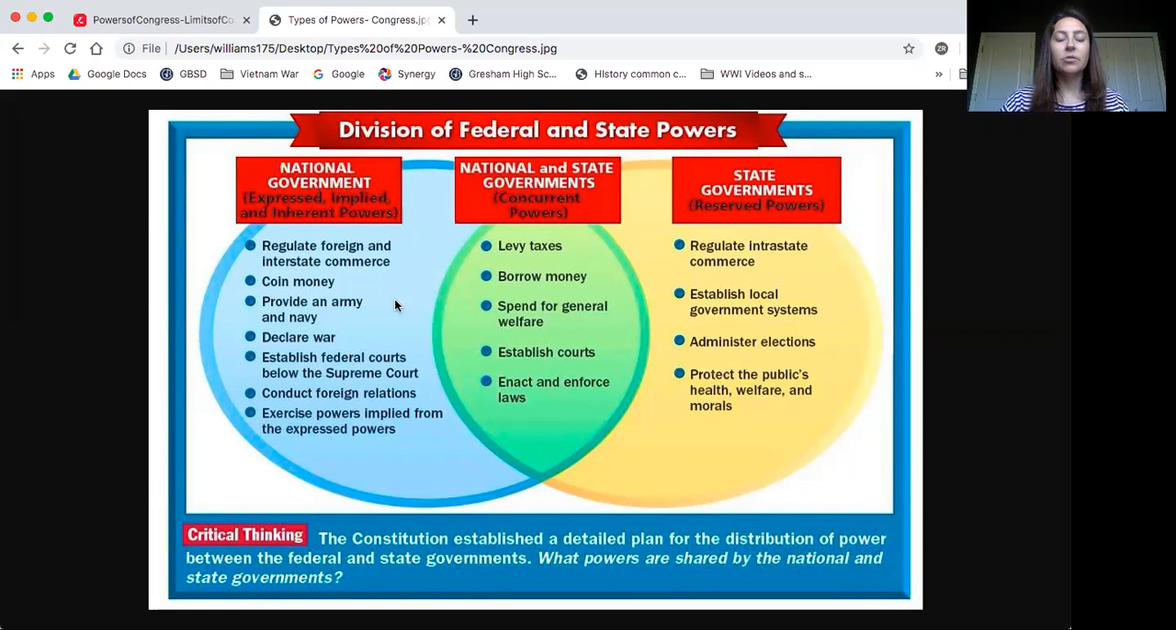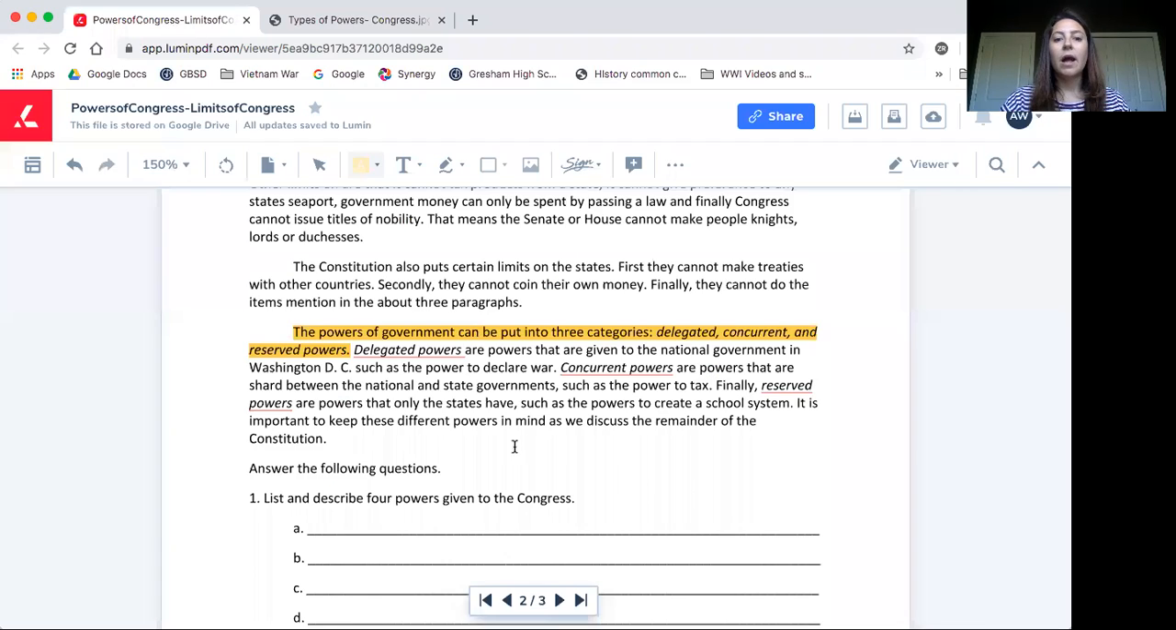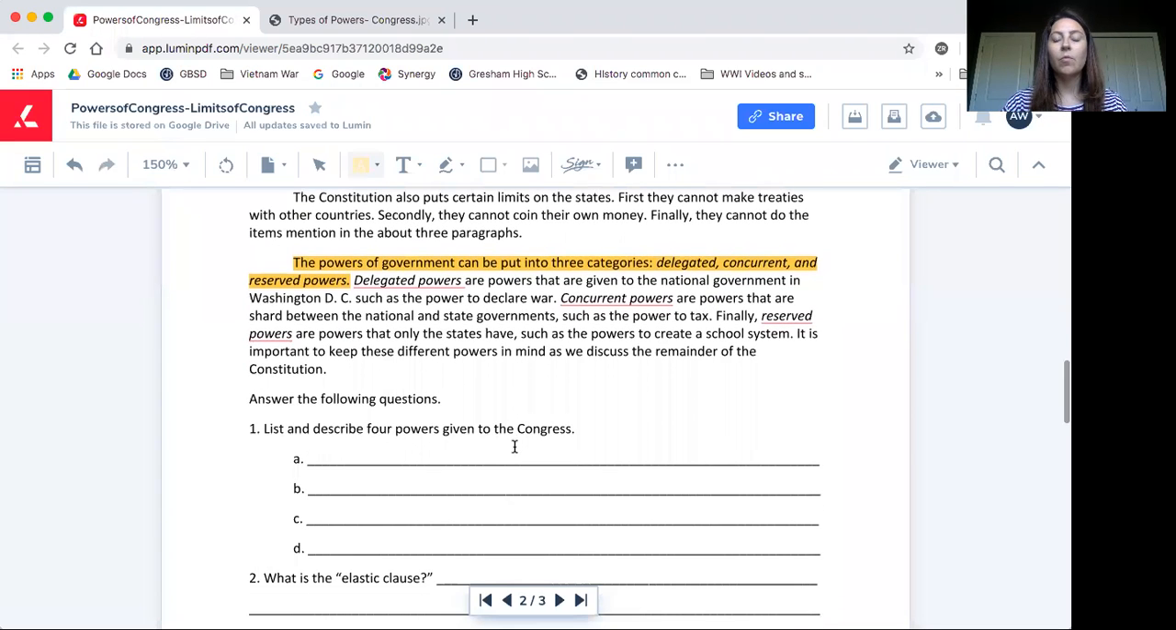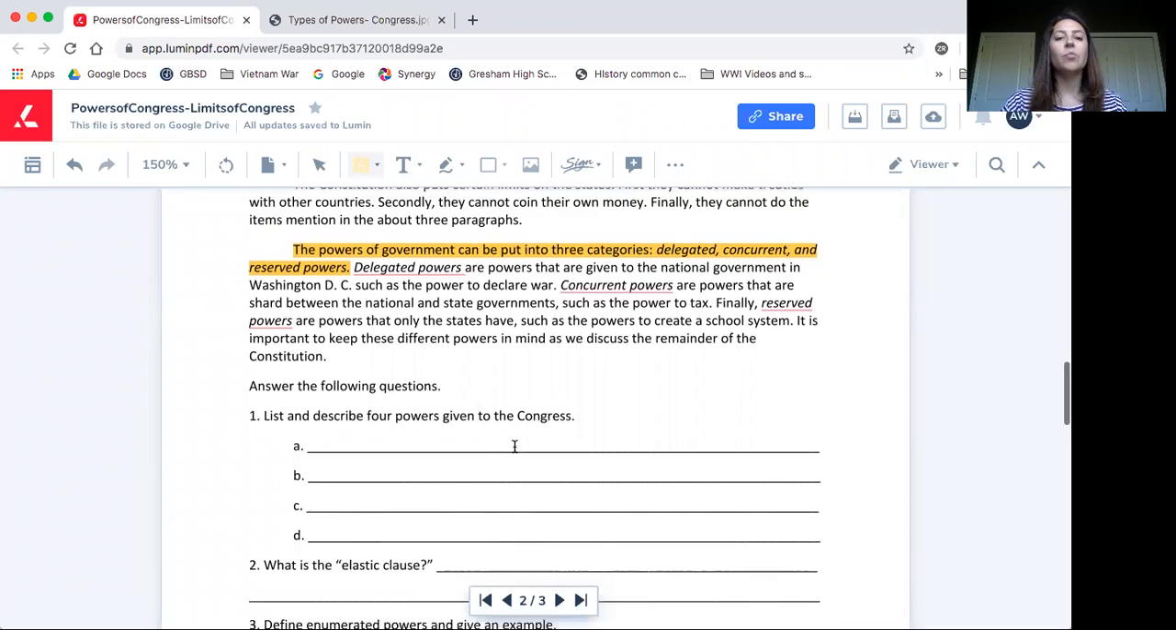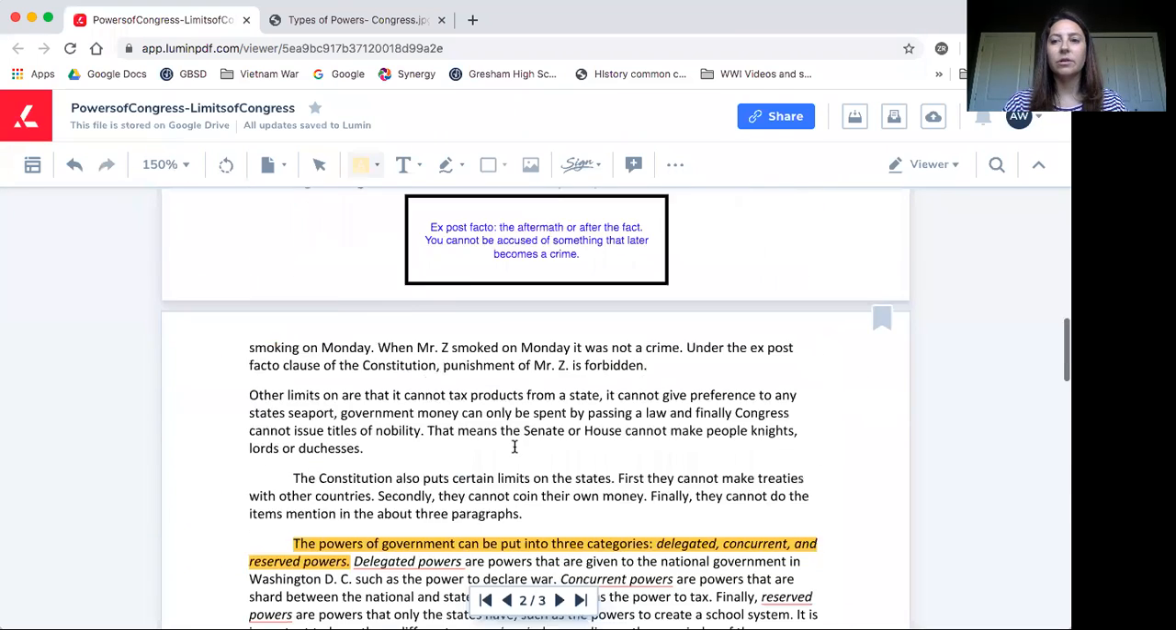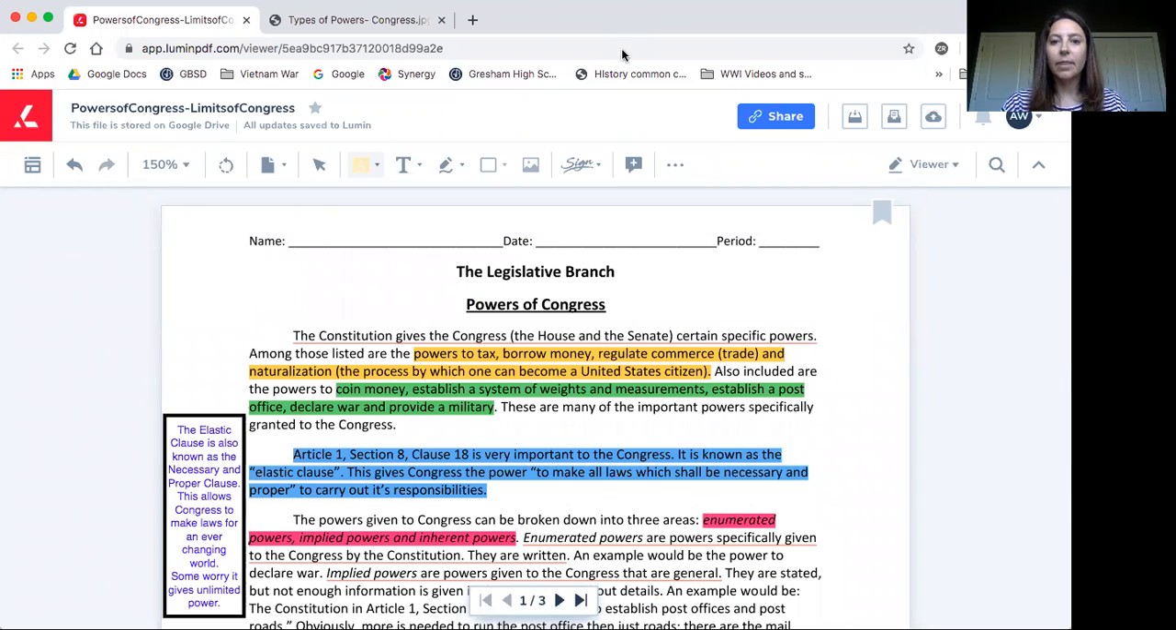So anyway, use this graphic organizer to help you. Also, watch the other YouTube videos. And then once you're done with all of that, go ahead and answer these questions. So that is it. And let me know if you have any questions.